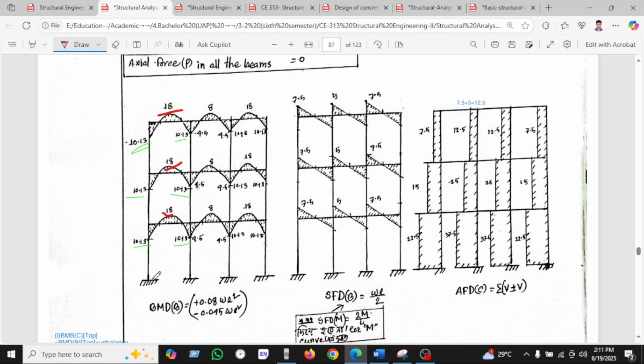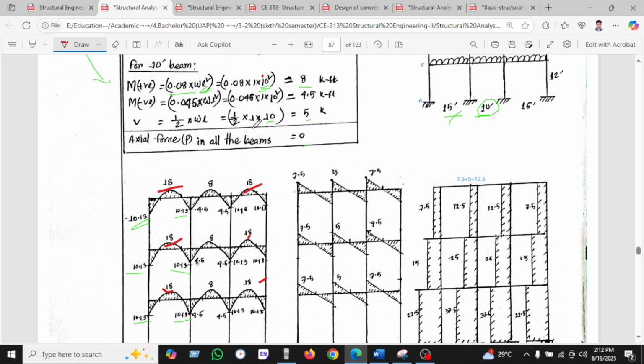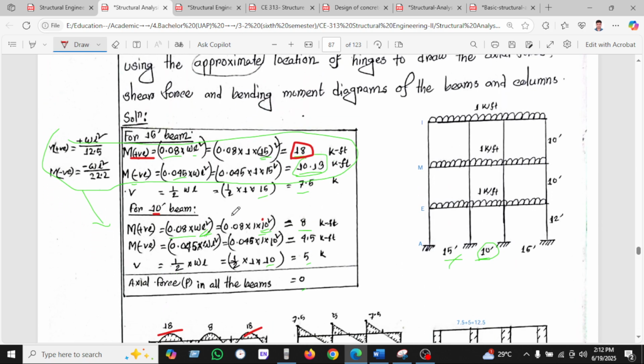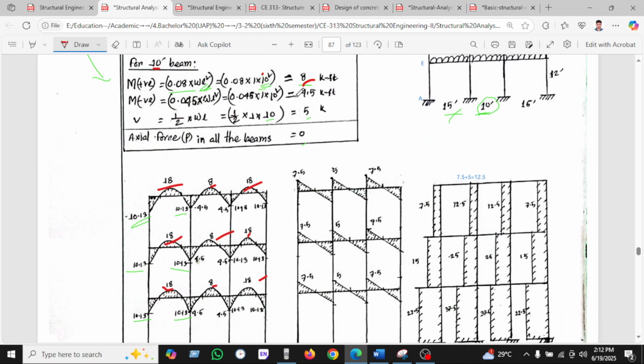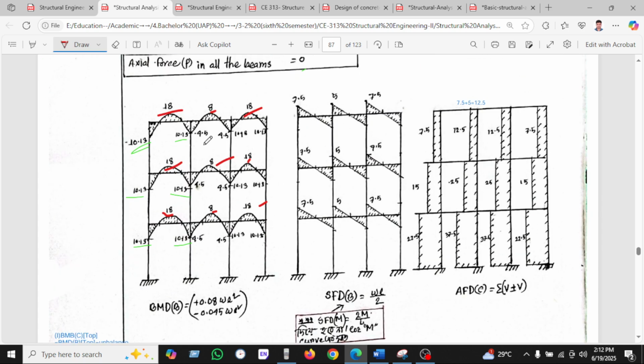This is the 18 because this is the 15 feet length: 18, 18, 18. And for 10 feet length, the positive moment will be 8 kip feet, 8 kip, 8 kip, 8 kip, and the negative will be 4.5, 4.5, 4.5, 4.5, 4.5.